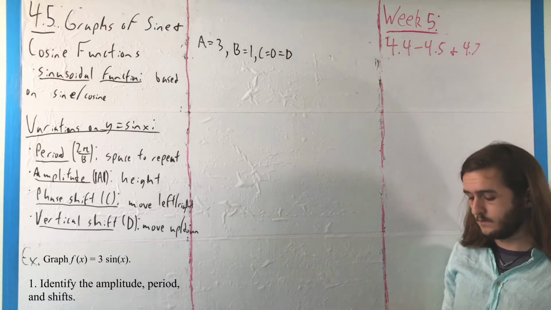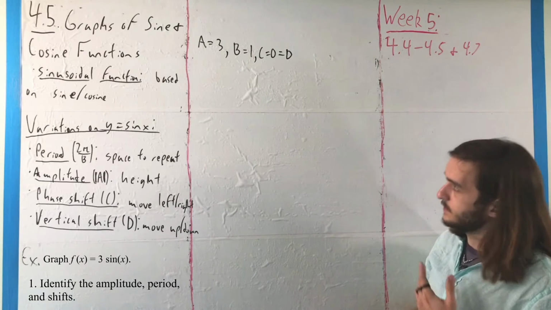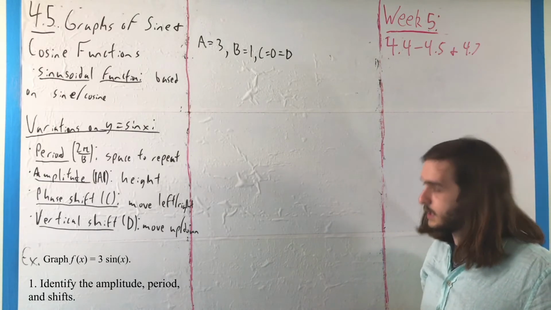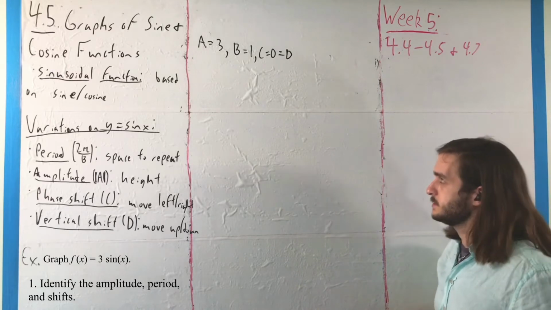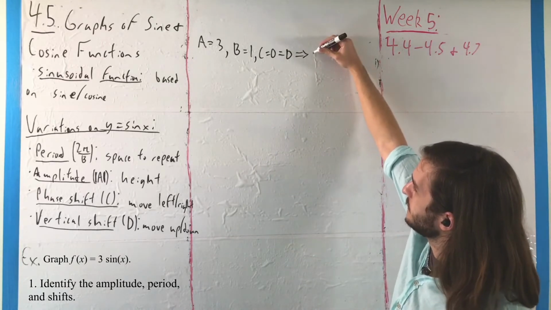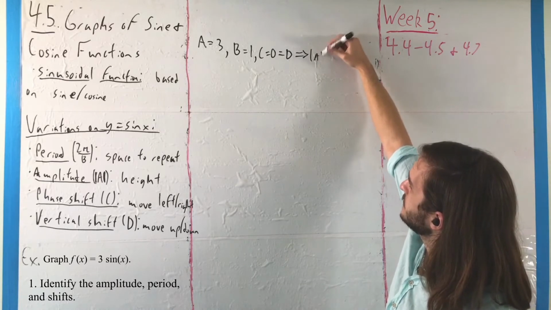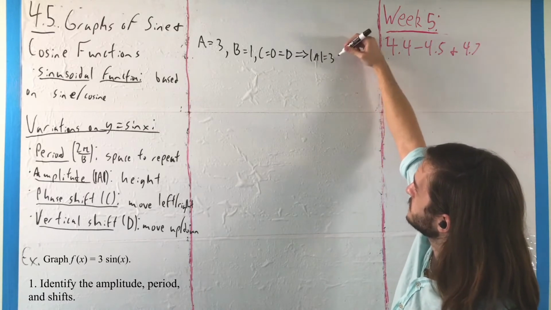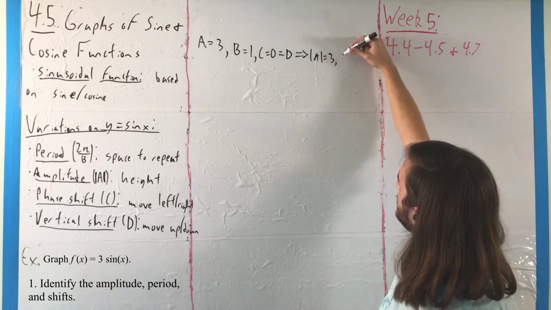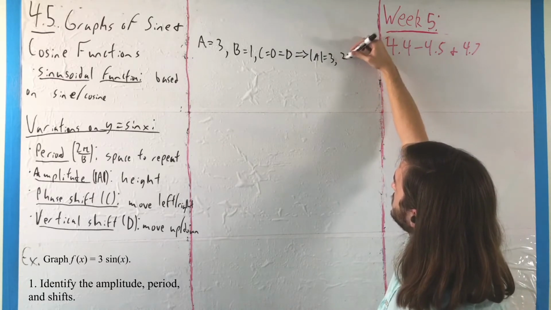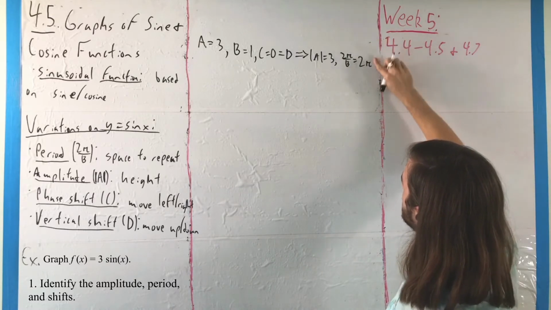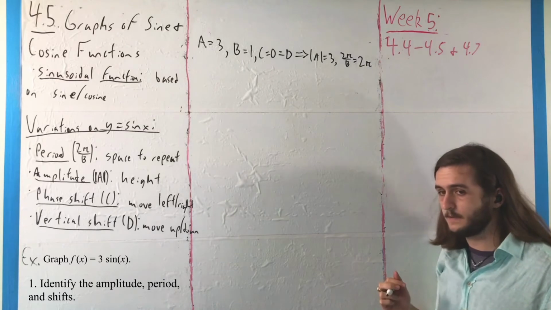From there, we want to take our values and use them to get our amplitude and period. We don't have any phase shifts to worry about. So our amplitude, A, in absolute value, is 3, while our period, which is 2 pi over b, 2 pi over 1, is just the standard 2 pi.